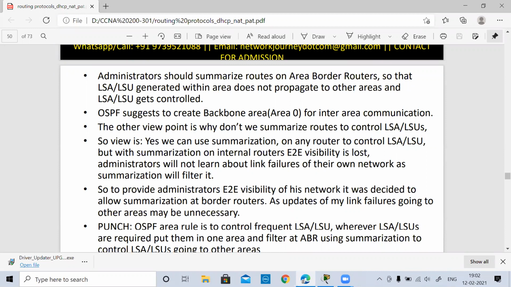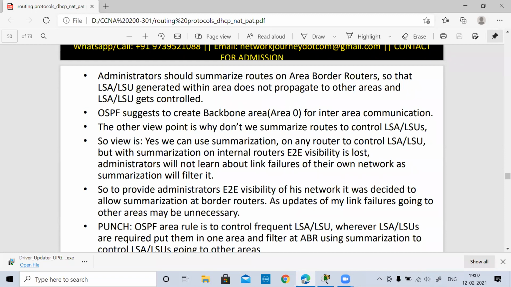And administrators will not learn about any of the link failures of their own network, as summarization is going to filter it. So to provide administrators the end-to-end visibility of their network, it was decided to allow summarization only at the border routers, as updates of my link failures going to other areas are unnecessary. This is very important: we summarize only on the area border router and not on any other router, because you don't want to lose the end-to-end visibility, the entire picture of your area.